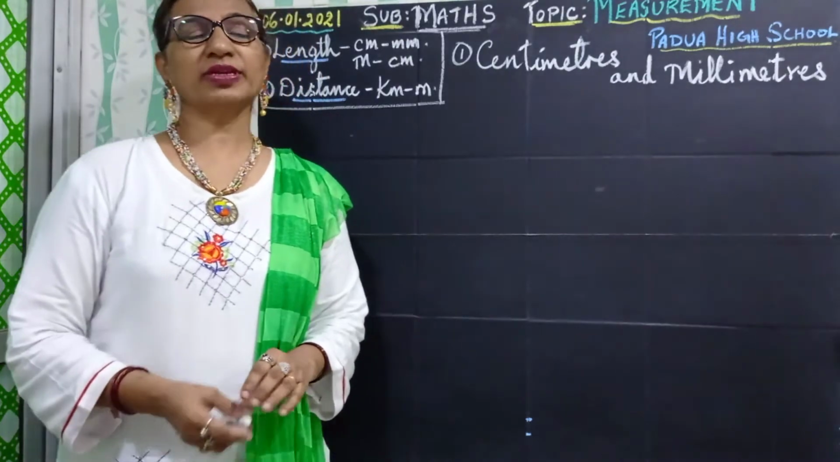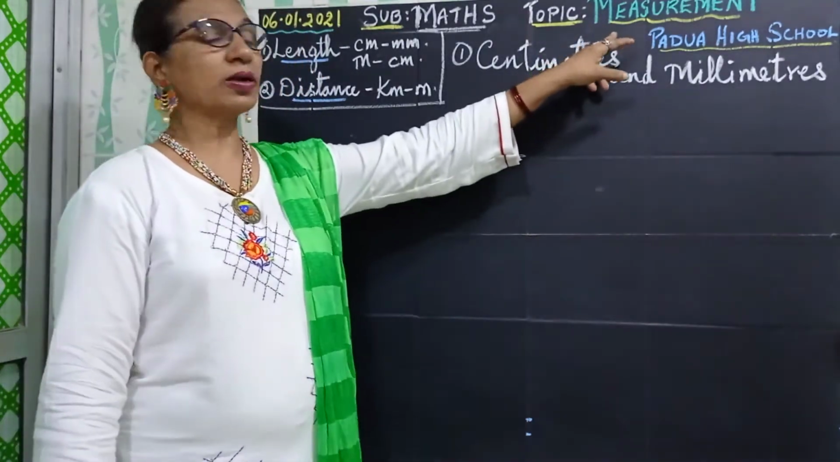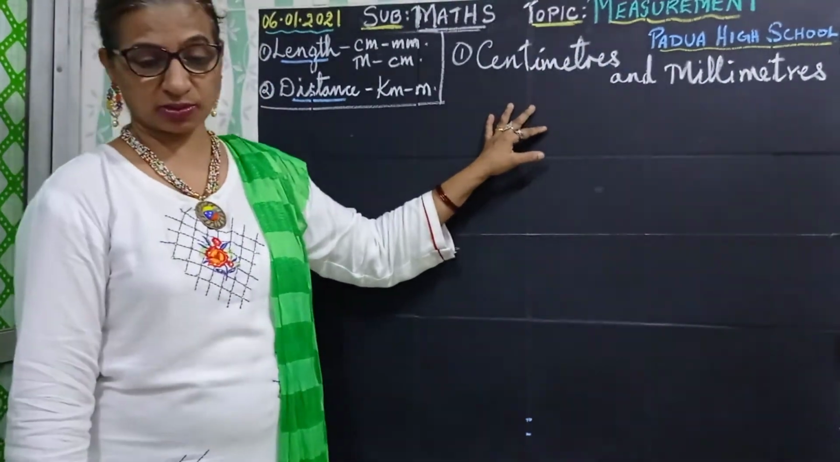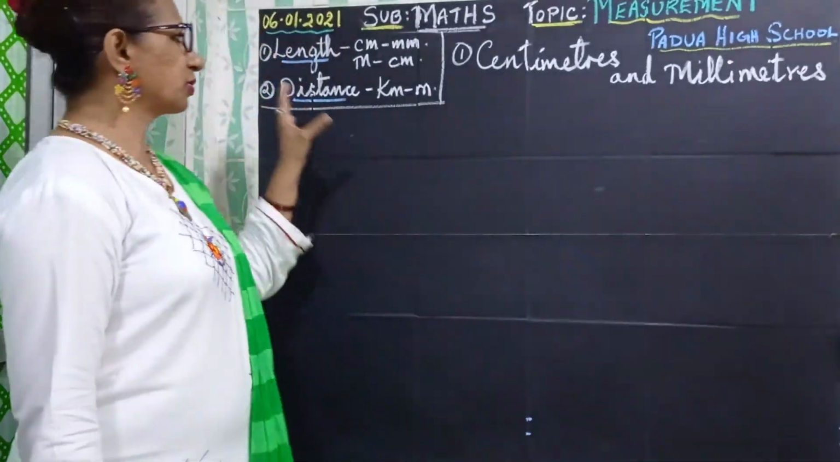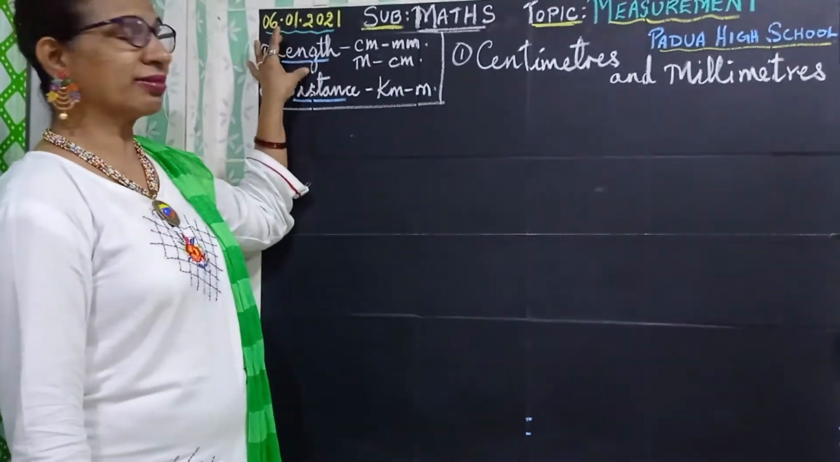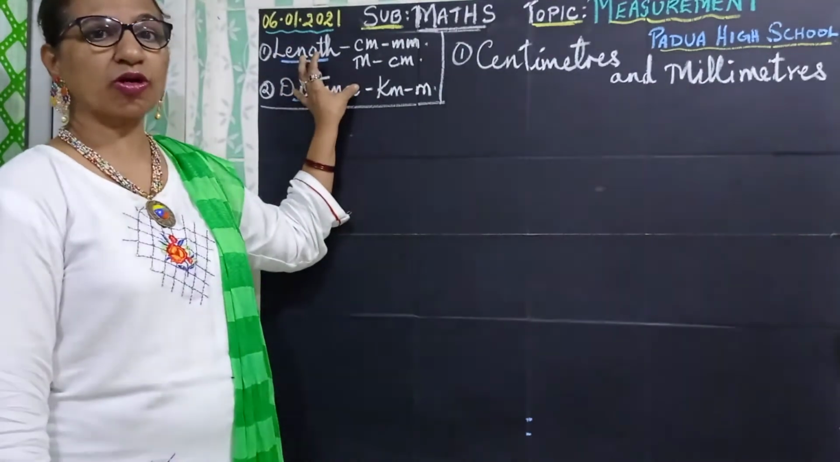And children, today we begin our first maths lesson. The lesson is on measurements. Let us see what measurements are. First of all, we will begin with measurement. In this video, we will be doing two things: length and distance. Now let us see the units of length.